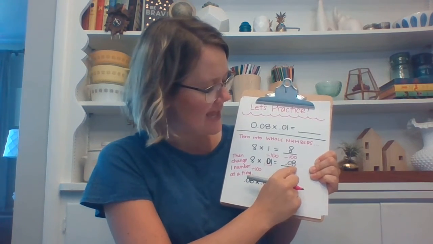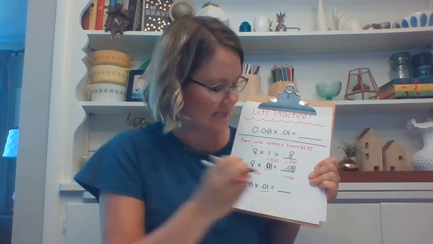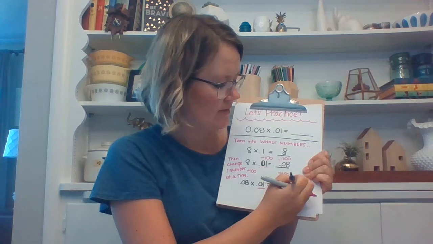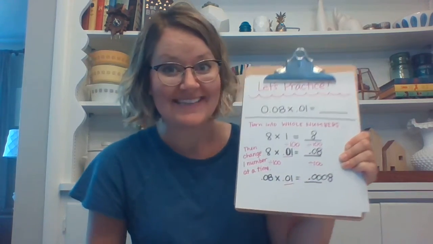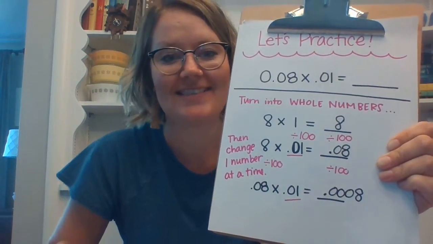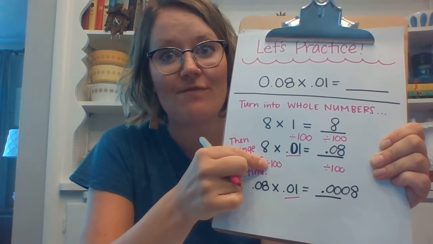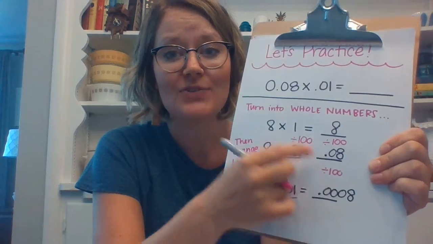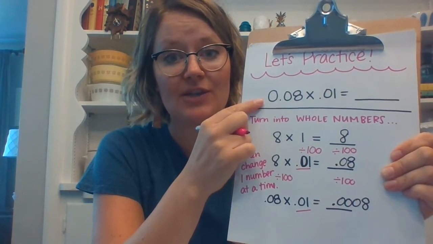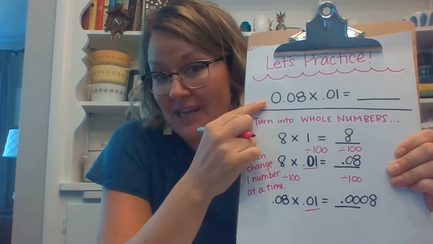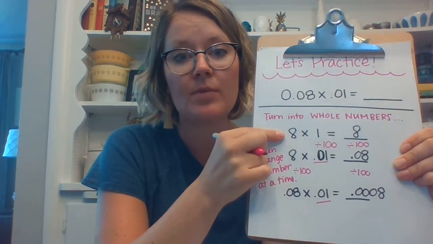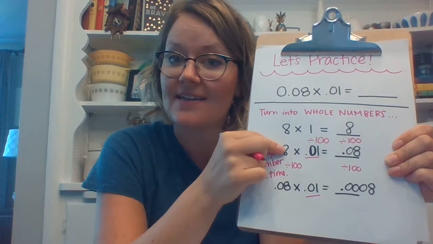Okay, so 8/100 divided by 100 has to move over 2 places again. So now it's 8/10,000ths. So whatever we do to one factor, we do to the product. I would encourage you, as you're doing these multiplication problems, to do the multiplication ones first, think about that generalization, turn them into whole numbers, and then adjust one factor at a time.